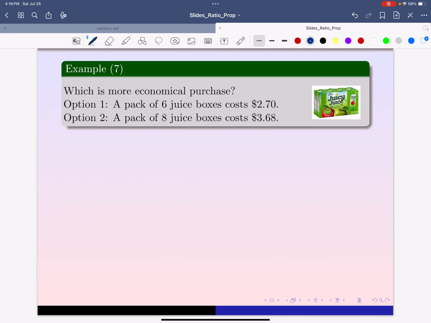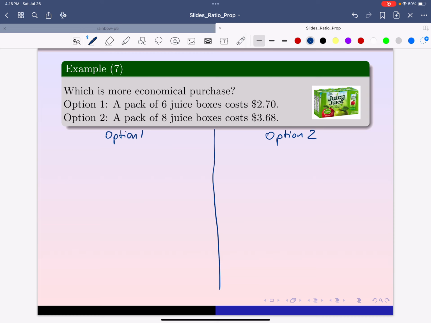Example 7. Which is more economical price? Option 1 is a pack of 6 juice boxes that costs $2.70, or option 2 is a pack of 8 juice boxes that costs $3.68.